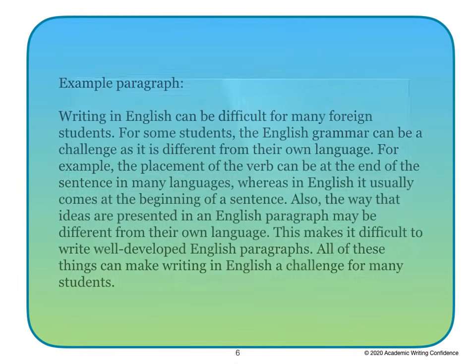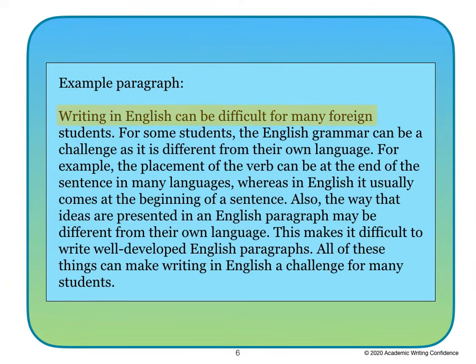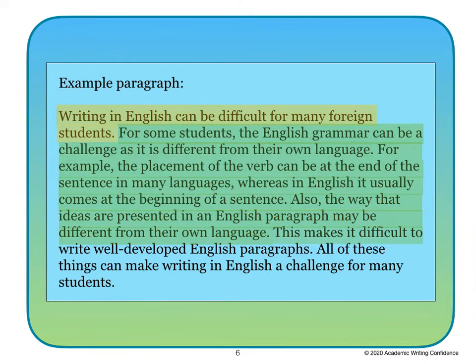Let's look a little bit more closely at this paragraph. As you can see, the main idea of this paragraph is that writing in English can be difficult. The first sentence is the topic sentence that clearly states this idea. Then, sentence 2 explains one reason for this. Sentence 3 gives an example to help explain further. And the fourth sentence adds another reason why it can be difficult in English. And sentence 5 adds more information about sentence 4. And then the final sentence gives the conclusion.